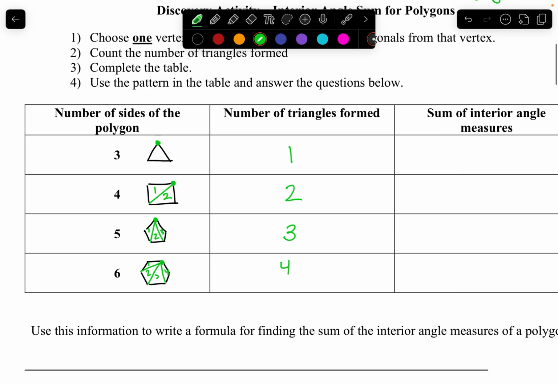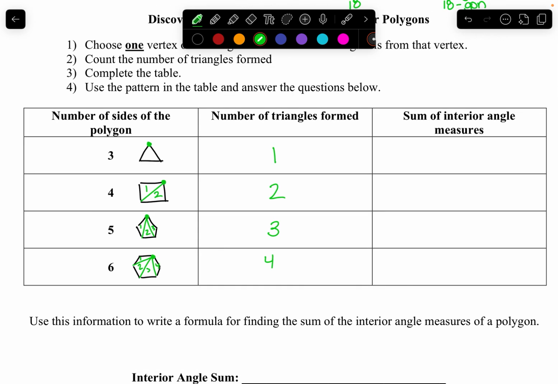So when you have a triangle, you already know the sum of the interior angles is 180 degrees. You don't really have to do anything. You just know that. Well, in a quadrilateral, you have two triangles, so you can do 2 times 180 to get the fact that quadrilaterals have an interior sum of 360. And with a 5-sided polygon, a pentagon, you have 3 triangles formed, so 3 times 180 will get you 540. And lastly, a 6-sided polygon, a hexagon, has 4 triangles formed.